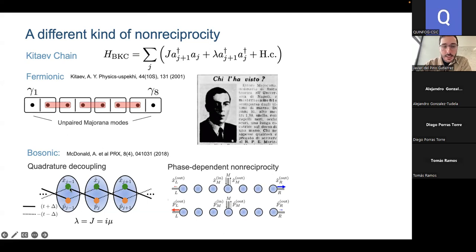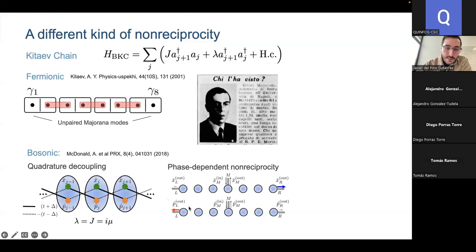So the X quadratures only couple, in this case, to the P quadratures, but not to other X quadratures. And this implies that if you are able to drive the system such that only one type of quadrature is excited, you get a very funny behavior: the X quadratures are amplified in one direction, and the P quadratures are amplified in the opposite direction.